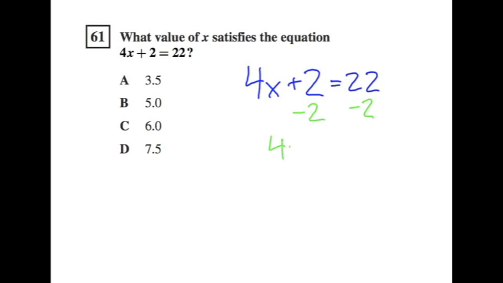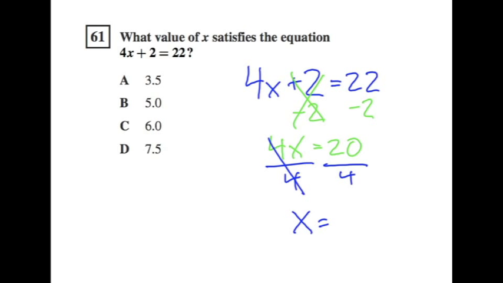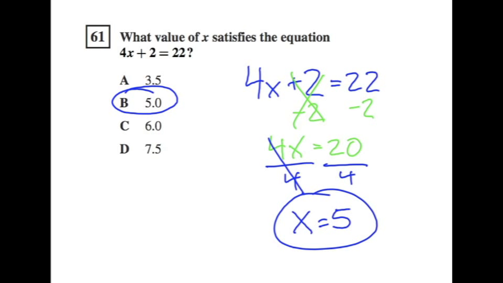We're left with 4x. I'm going to cross that out so you see that. 22 minus 2 is 20. And now we're going to divide by 4. So divide by 4. That cancels out. So we're left with x. And 20 divided by 4 is 5. So x equals 5, which means x is satisfied by 5. So B is our correct answer.